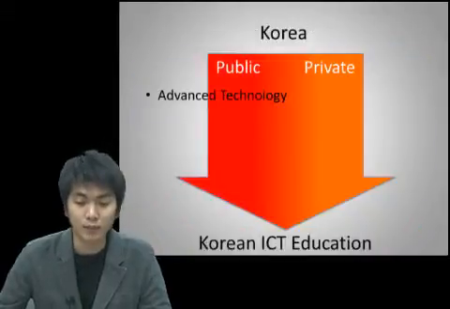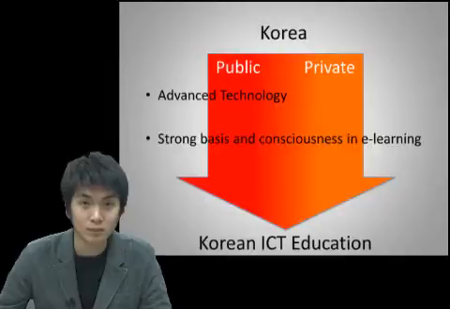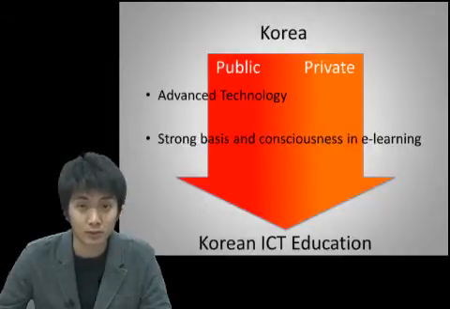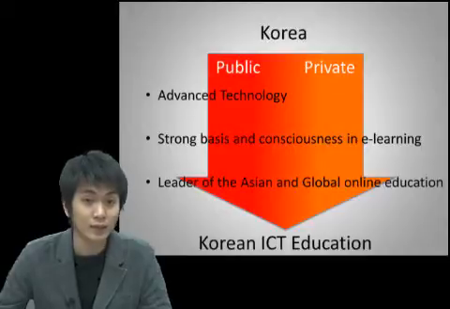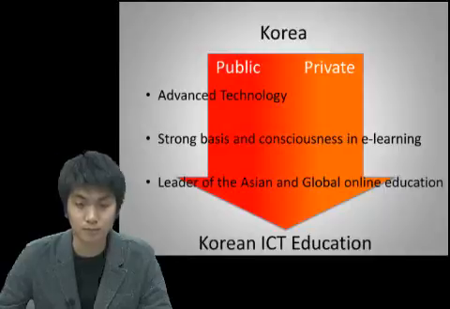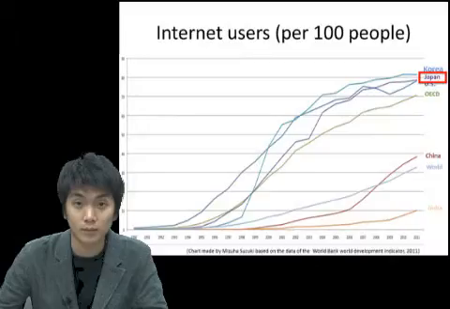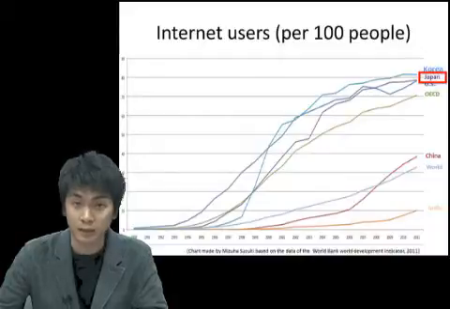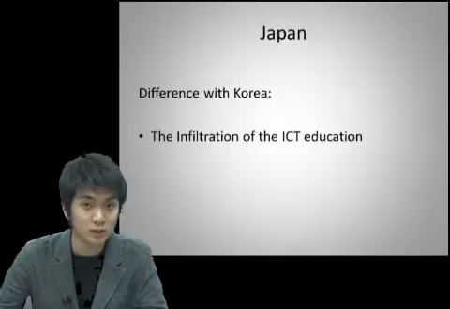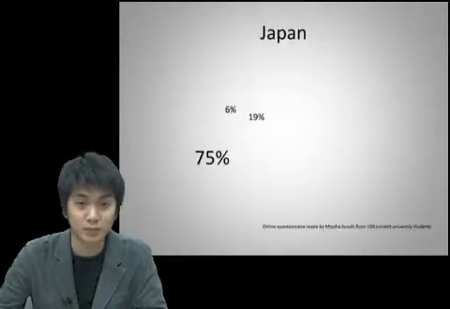So Korea has an advanced technology and a strong, continuous basis in e-learning. And we can say that this country can be the leader of Asian and global online education. Next, let's see Japan. Japan, like Korea, has a high internet user rate. However, the difference with Korea is the infiltration of the ICT education.